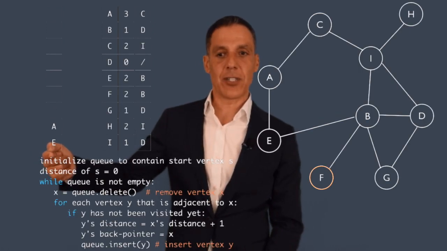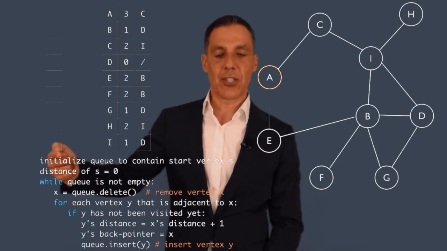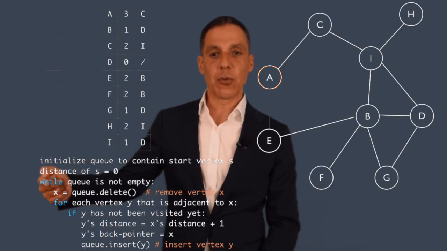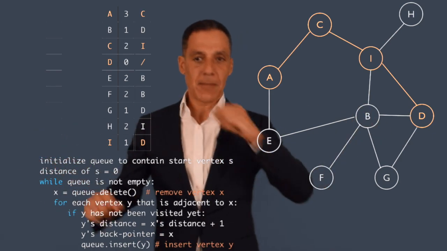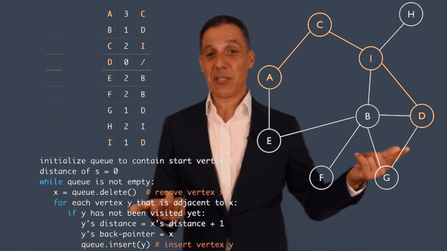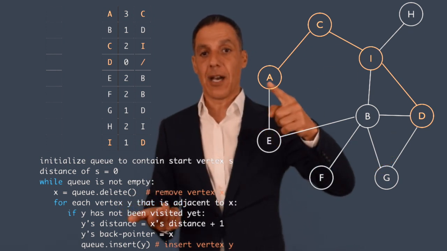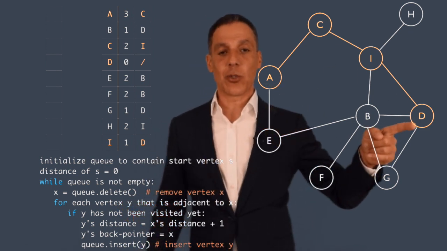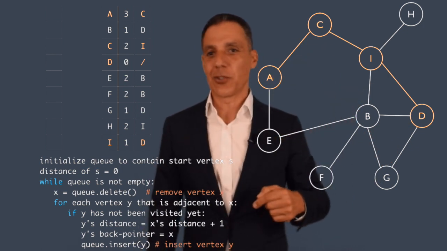Everybody adjacent has been visited. Pop E. Everybody adjacent has been visited. Pop A. Everybody adjacent has been visited. And now the queue is empty, and we are done. Okay. And now notice, by the way, when I started this, I didn't actually specify the stop vertex. I've actually computed the shortest path to every vertex. So it's a little bonus.